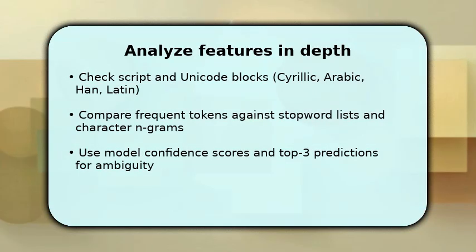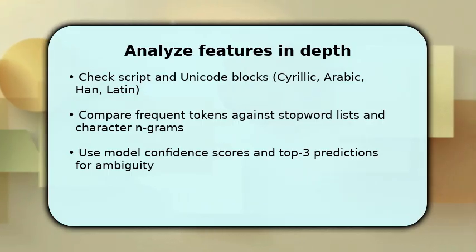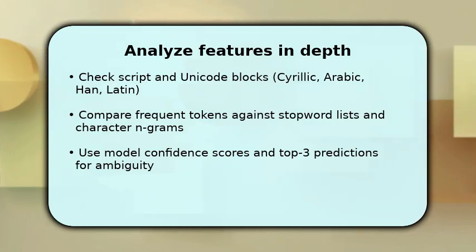Once the basic tool runs, dig into features. Examine the script or Unicode block to eliminate many languages quickly. Then analyze frequent tokens and character n-grams. Compare them to stop word lists and known language fingerprints to strengthen the hypothesis.